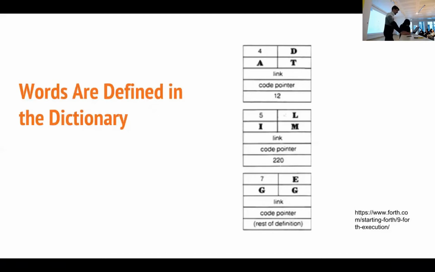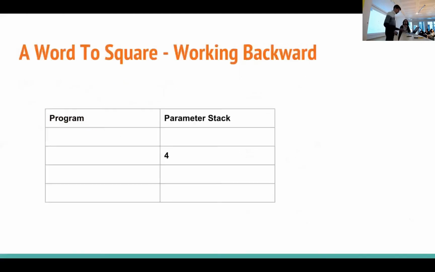So you can see each entry in the dictionary has the same structure. It has the name, which you can see the DAT at the top is the start of the name of that entry. And then it has some other information that the interpreter adds. And then it has the body of the word, which is the code pointer and the 12.